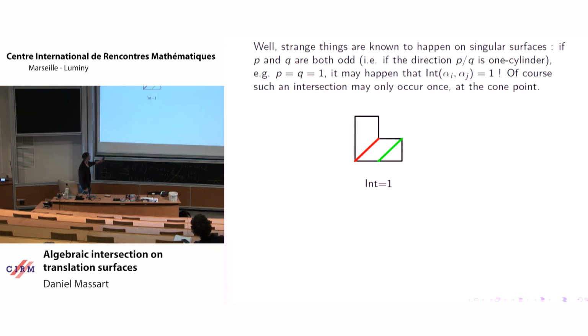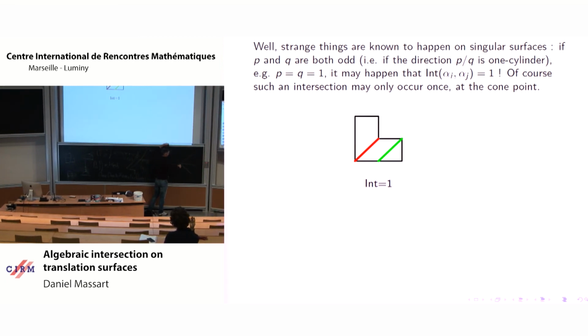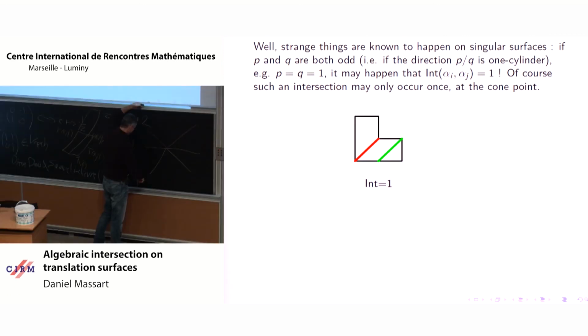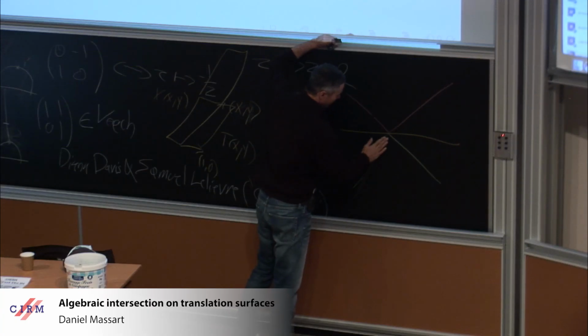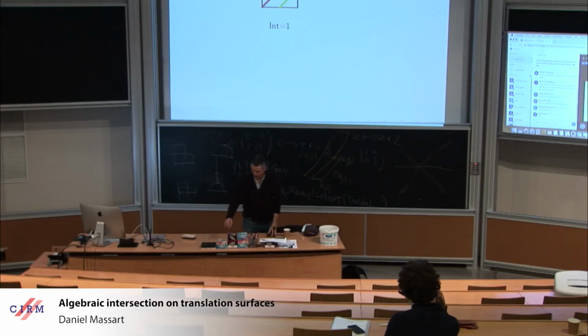For instance, in this surface, the green geodesic and the red geodesic have the same direction, obviously, which is (1, 1), and they do intersect. Why is that? Well, here you had two geodesics with the same direction, because this is actually pi, which did not intersect. And now we have another configuration.